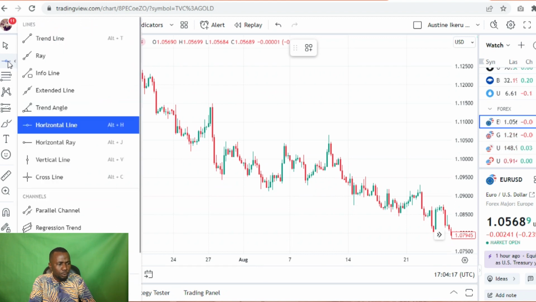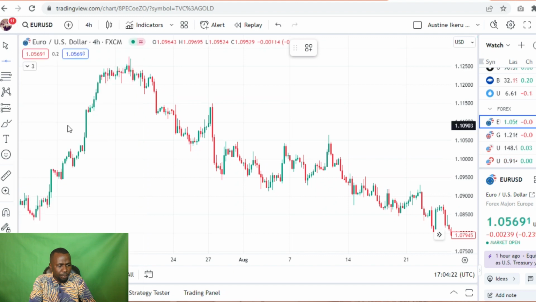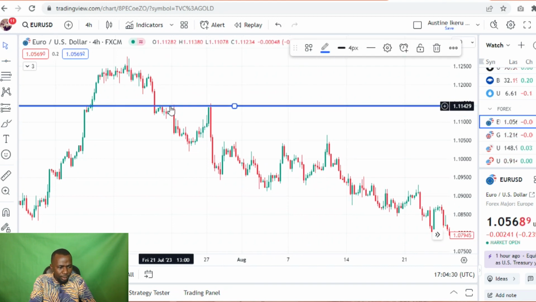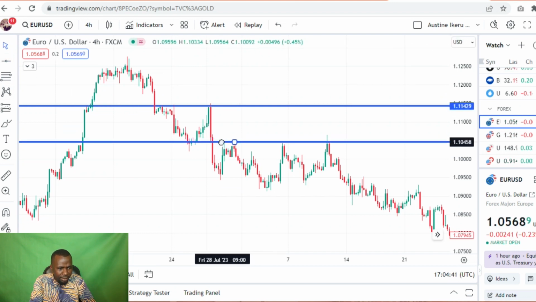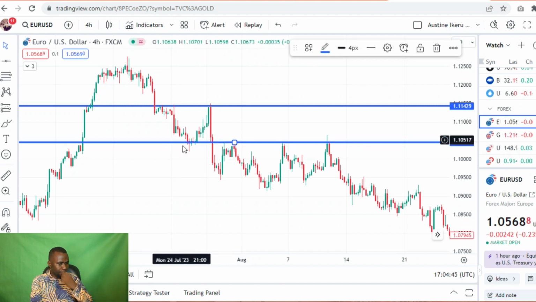Now this is how you can plot the resistance level. You go to the tools and there you pick it. This is the resistance line, the horizontal line. You pick the horizontal line and you look at the highs, right? So where is the resistance level? Now you can see this is the resistance level. See the first, second, and the third, right? You go again, you pick where is another resistance level. This is another resistance level, right?